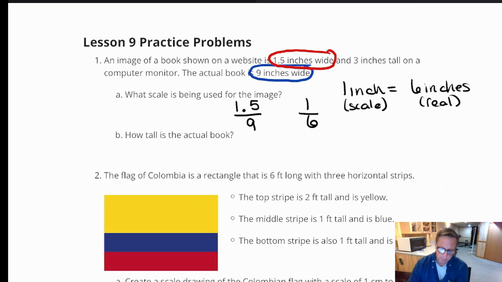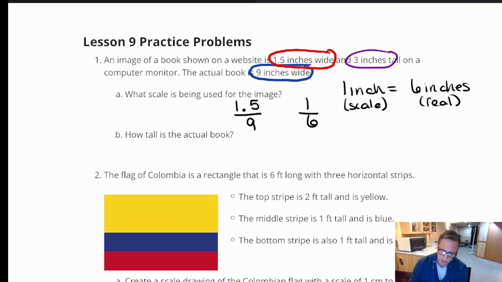All right, for B, it says how tall is the actual book? Well, the height of the book in the image is stated as being 3 inches tall. So all we have to do is 3 times 6, which is going to give us 18 inches. All right, so there's that.